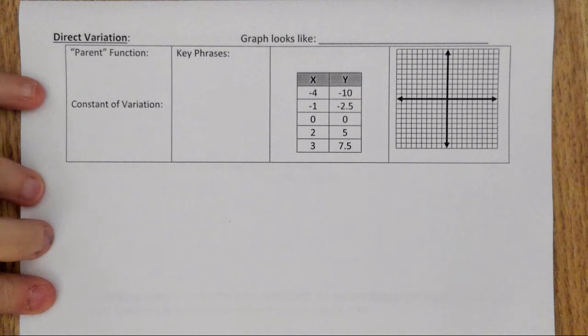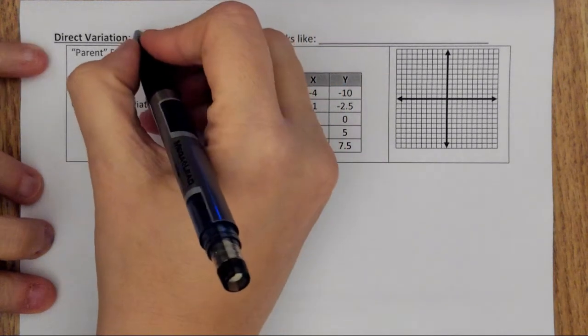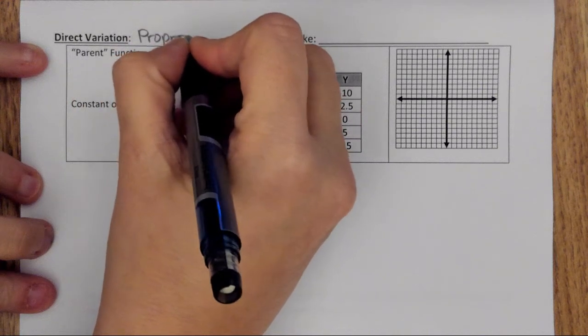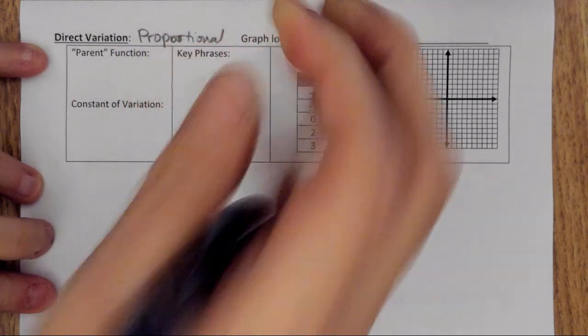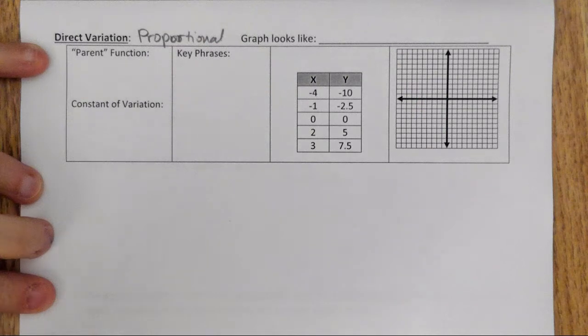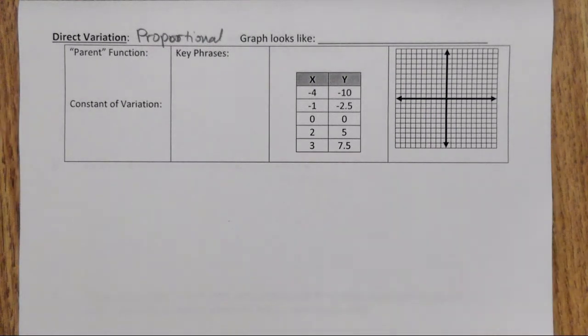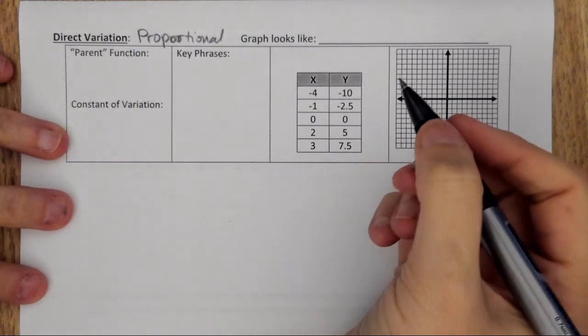Today we learned about direct variation. You guys have done direct variation before. You did it last year. You called it proportional. Oh, that's not even right. Proportional. Okay. So this year it's kind of like with everything else that we've done this year. We took parallel and perpendicular and we expanded the definition. We're expanding the definition of proportional with direct variation.